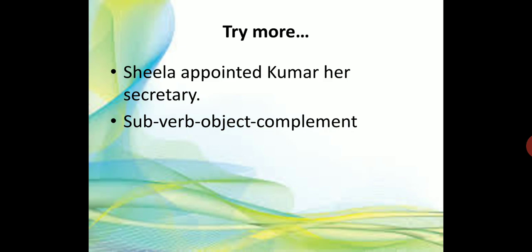That is the direct object. And the rest is something that complements or completes the sense of what Kumar was appointed as. So we call it a complement. So your sentence pattern will be SVO complement, or the object complement, because the words her secretary are explaining not Sheila but Kumar.